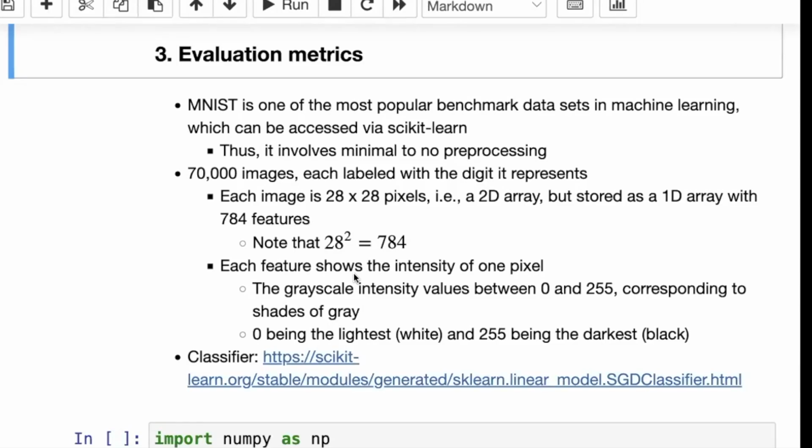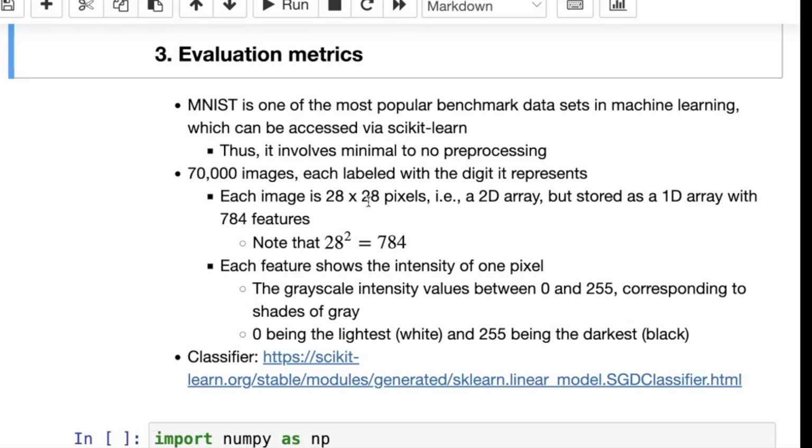In order to explain different evaluation metrics for classification problems, we're going to use a data set known as MNIST, which is one of the most popular benchmark data sets in machine learning. So what is inside this data set? The input in this case is an image. An image is a two-dimensional array, right? So we have height and width, and then we have the number of pixels. In this case, each image is 28 by 28 pixels.